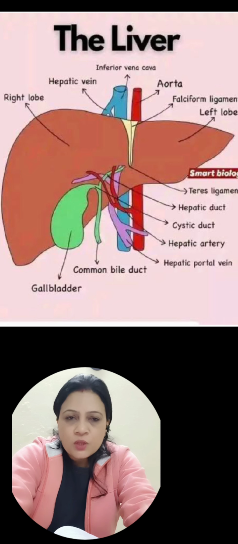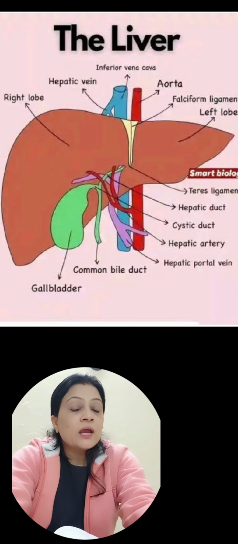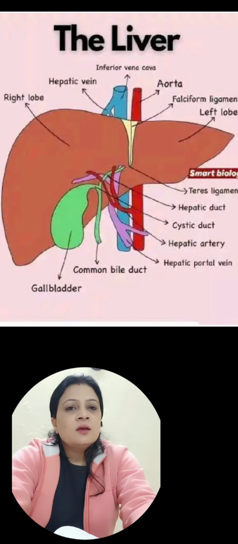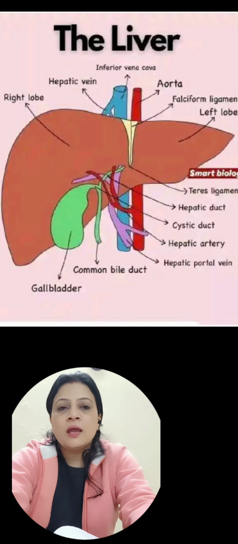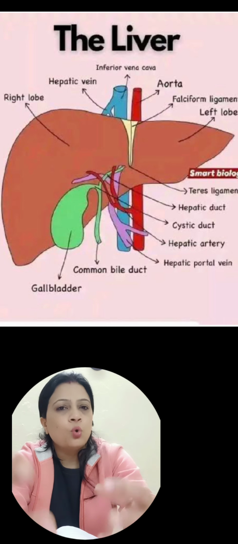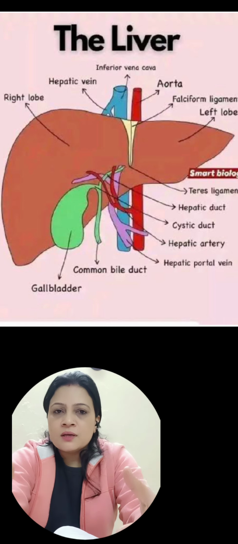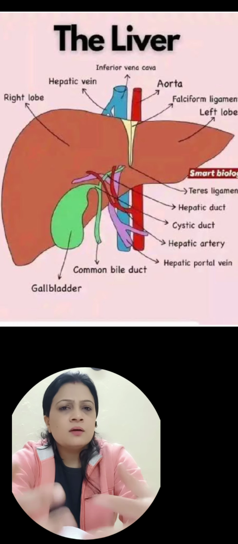So today we'll discuss the liver, and you know that the liver is the largest internal organ of the body and it does more than 500 vital functions. So let's decode the anatomy of the liver and try to understand the different lobes and the different ligaments, and what the gallbladder, common bile duct and cystic duct are.